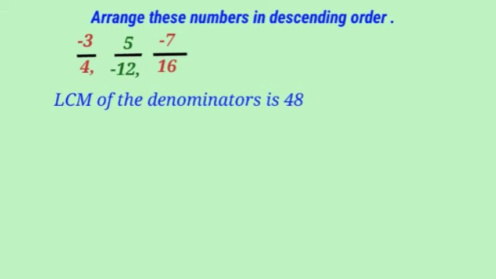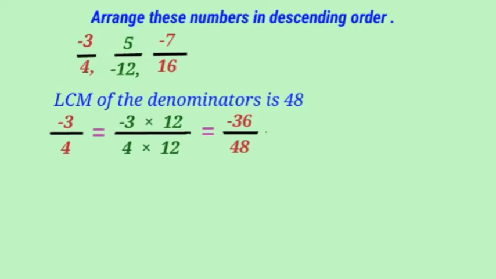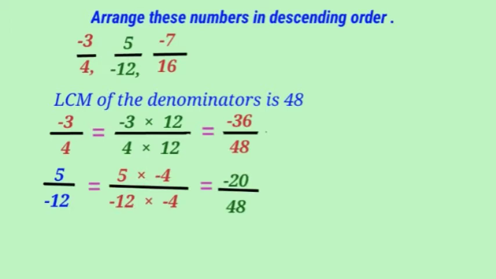Next, arrange these numbers in descending order. Minus 3 by 4, 5 by minus 12 and minus 7 by 16. Here also we first take the LCM of denominators, that is 48. So minus 3 by 4 is equal to minus 3 into 12 by 4 into 12, which is equal to minus 36 by 48. 5 by minus 12 is equal to 5 into minus 4 by minus 12 into minus 4, which is equal to minus 20 by 48.